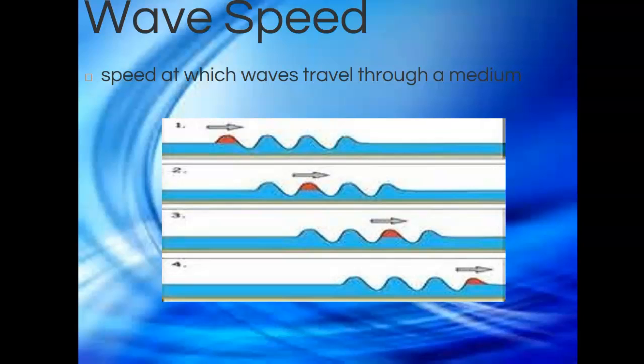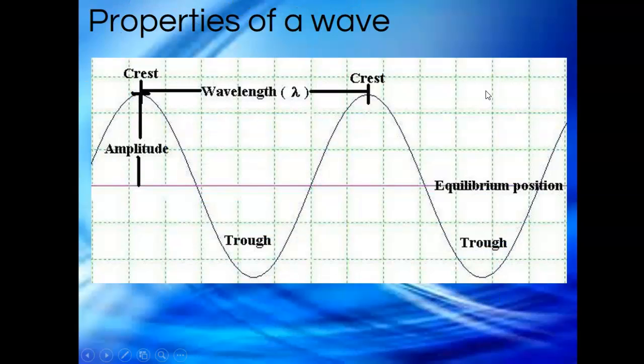Another property of a wave is the wave speed, how fast a wave is traveling. That's its basic definition. It's the speed at which a wave travels through a medium. Hopefully you remember this one. Medium, again, is the matter that the wave travels through.